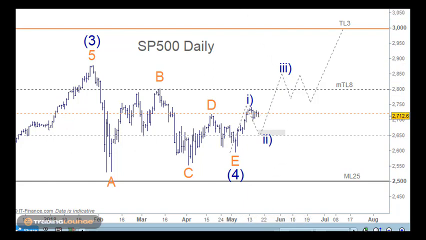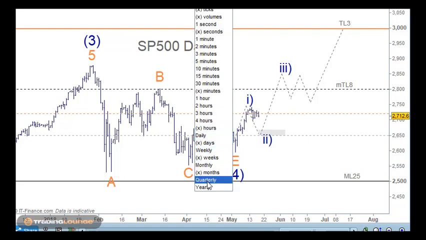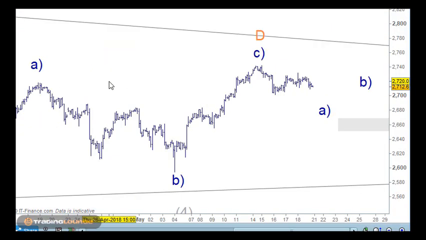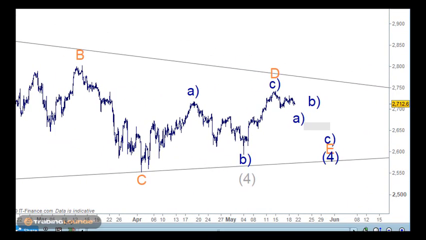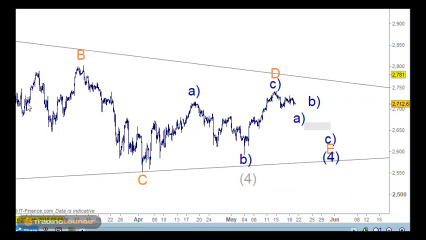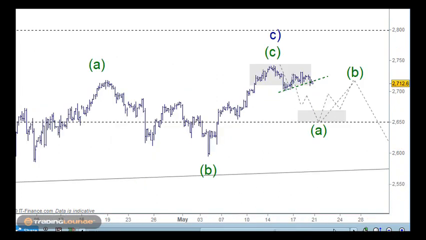The other valid count is on the 3-hour or 4-hour chart. Here we have the top of wave 3, the A wave, the B wave, the C wave, then an A, B and C for the D wave, and then an A, B and C wave here. This isn't much different from the bullish count either, because we're still going down to this 61.8% retracement level. It's a possible count, I can't rule it out, so it may be the 4-hour count that we're looking at.